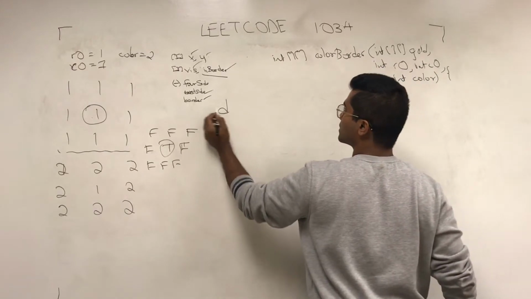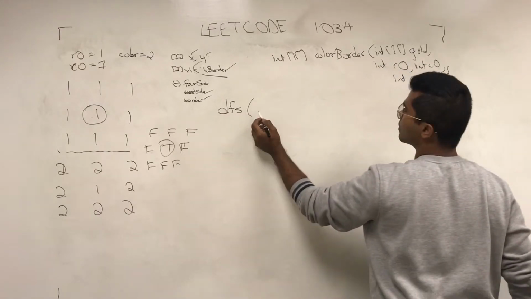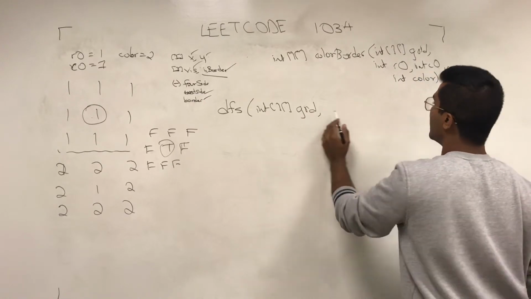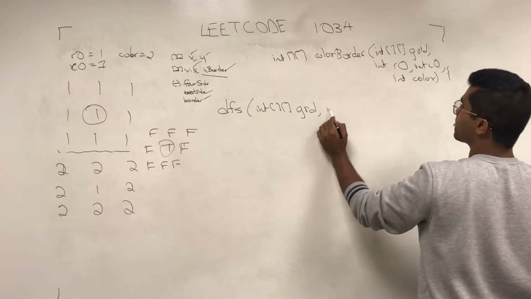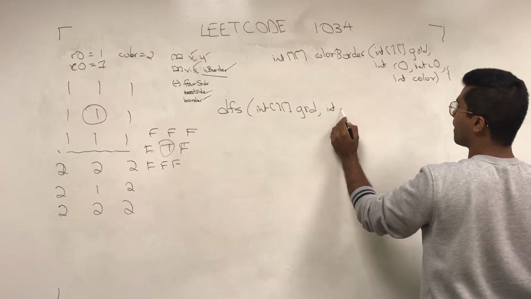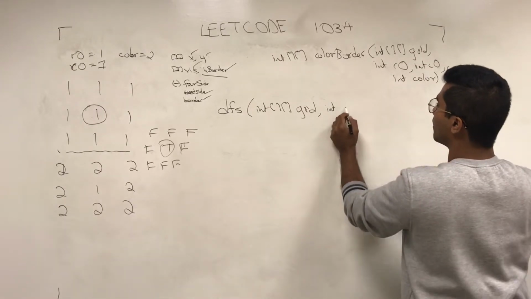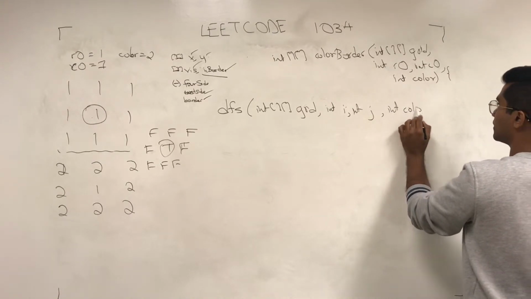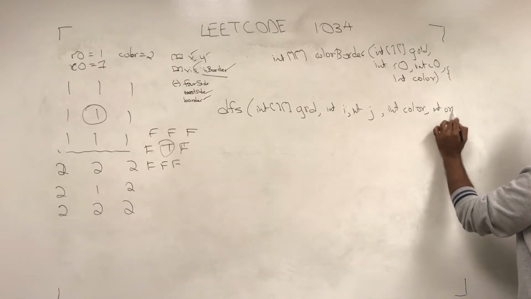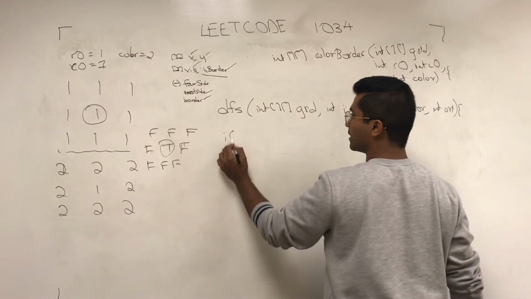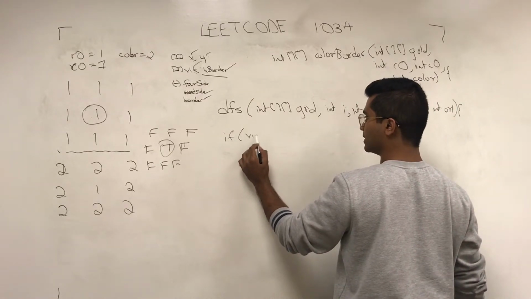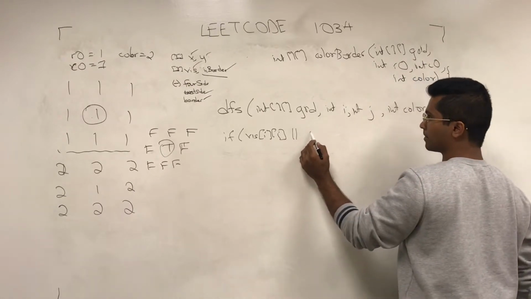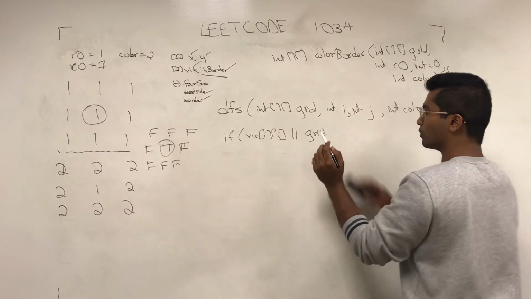Okay, so DFS is going to be a void, so we don't have to write a return value. We take int grid, int r0, we can write int i, int j, int color, and int ori.